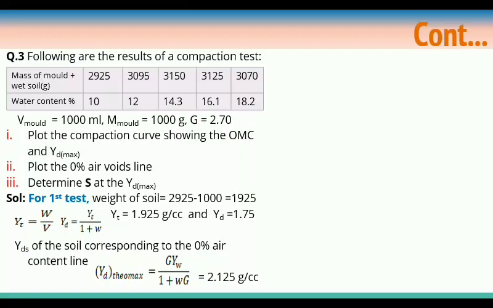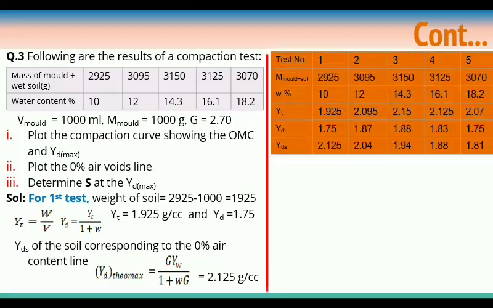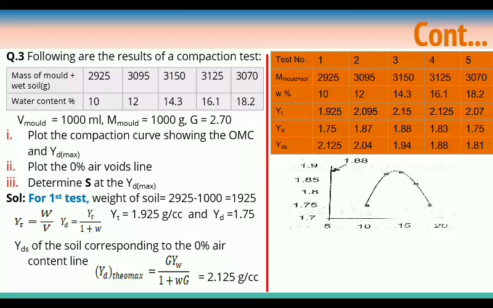We can do the same procedure for the second test and the third test, and fill this table. For all tests we have gamma t, gamma d, and gamma d theoretical. All these values of gamma d and water content we can put in a graph, and that graph is called the compaction curve. From this graph, the gamma d value is 1.88.